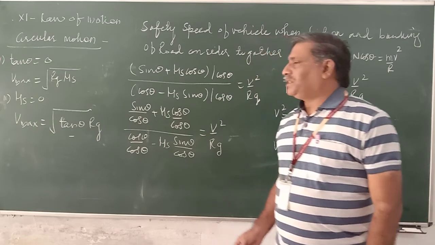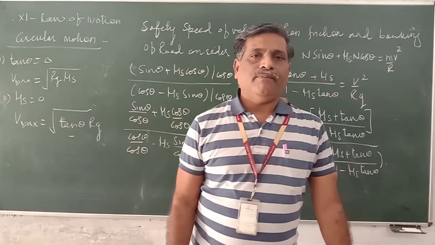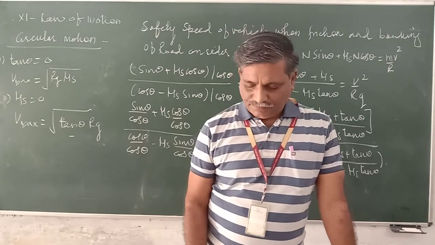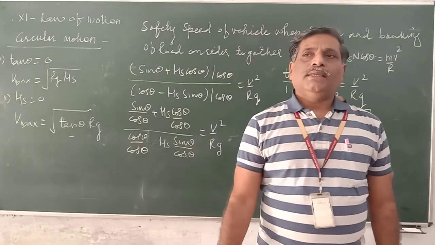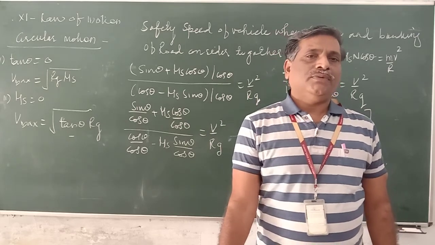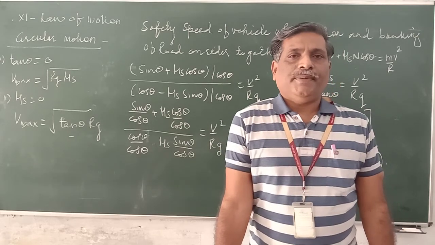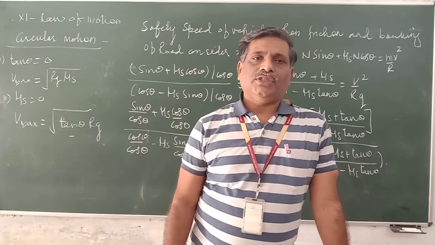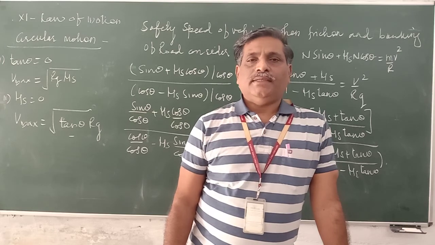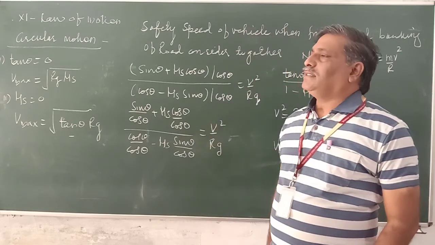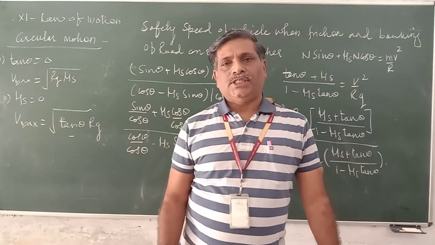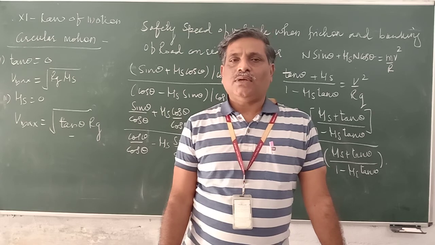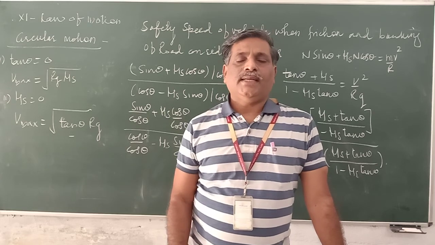This is all about the theory of banking of the road. We considered first the centripetal force. Second, we considered the safety speed using only frictional force. Third, safety speed using banking of the road, then a combination of both, and from that combination we again saw the special cases: first where only friction is considered, second where only banking of the road is considered. That's all about these topics. Problems we will see in the next slide. Thank you.